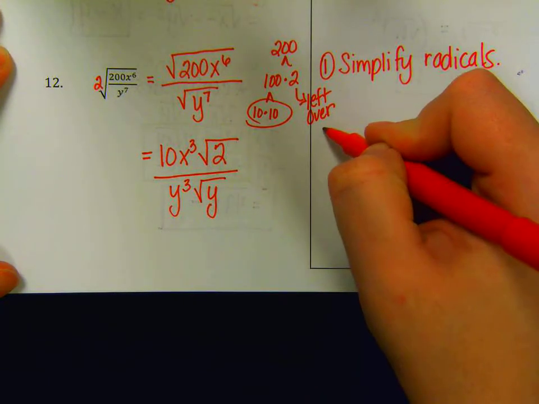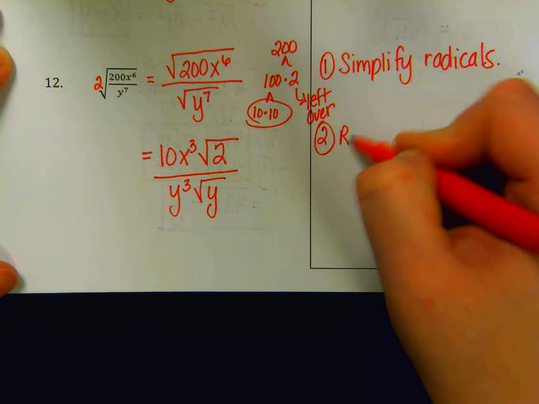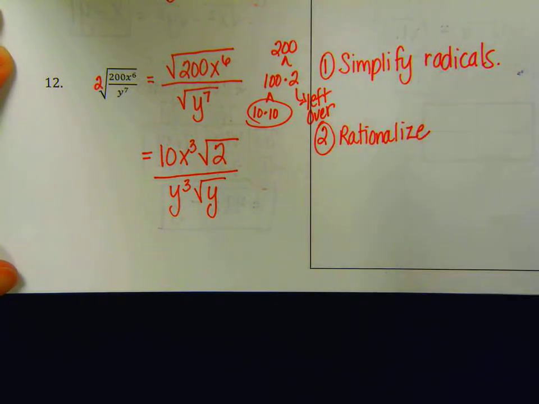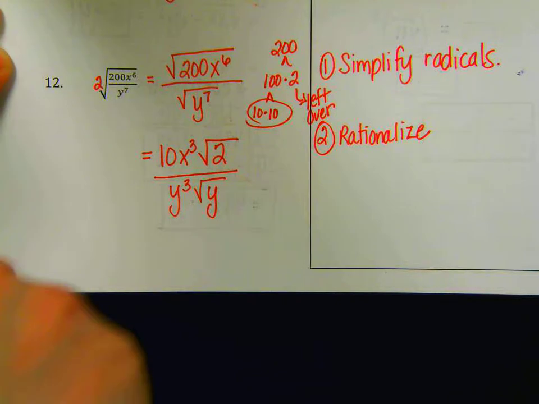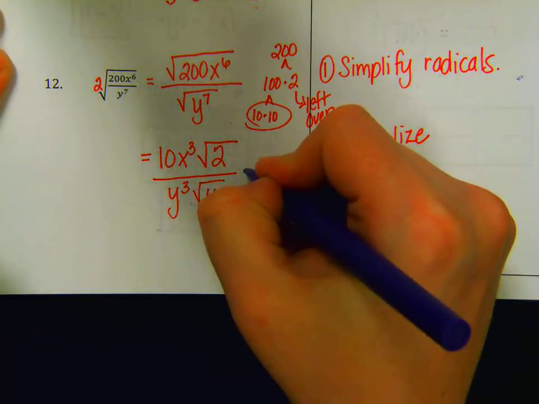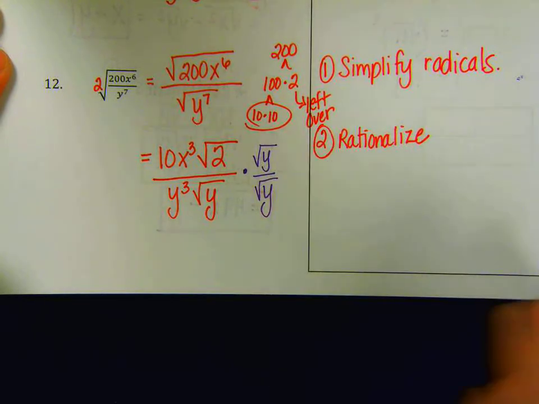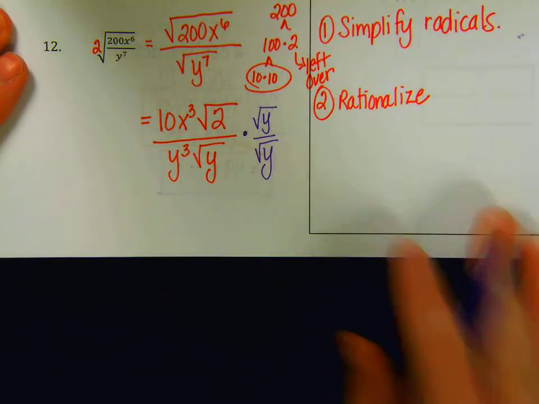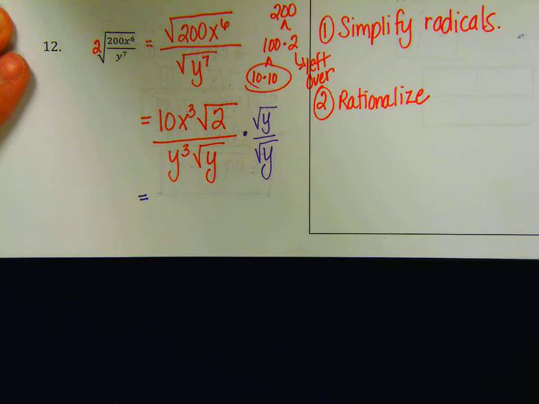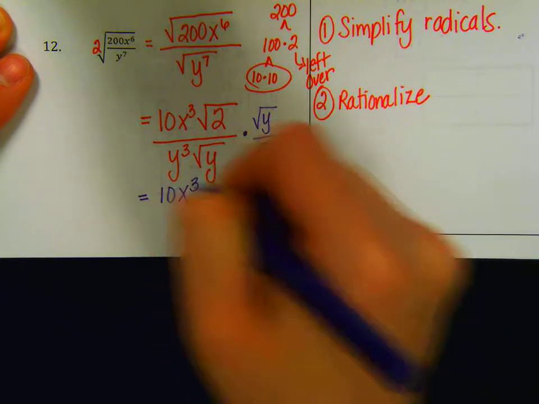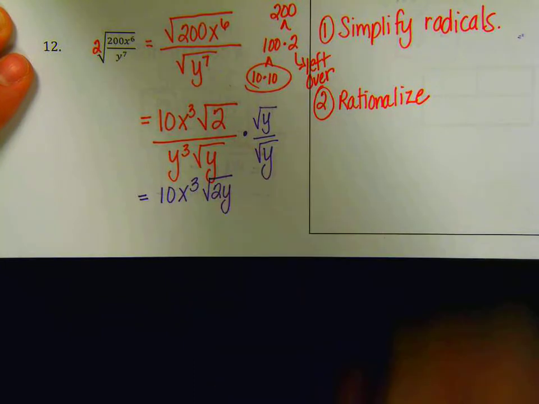Now, this next step is to rationalize. We don't have a number this time, we just have root of y underneath the radical that we have to get rid of. So I'm going to multiply the top and bottom by the square root of y, just like we did. Multiply them the same way. So we have 10x cubed, square root of 2y.